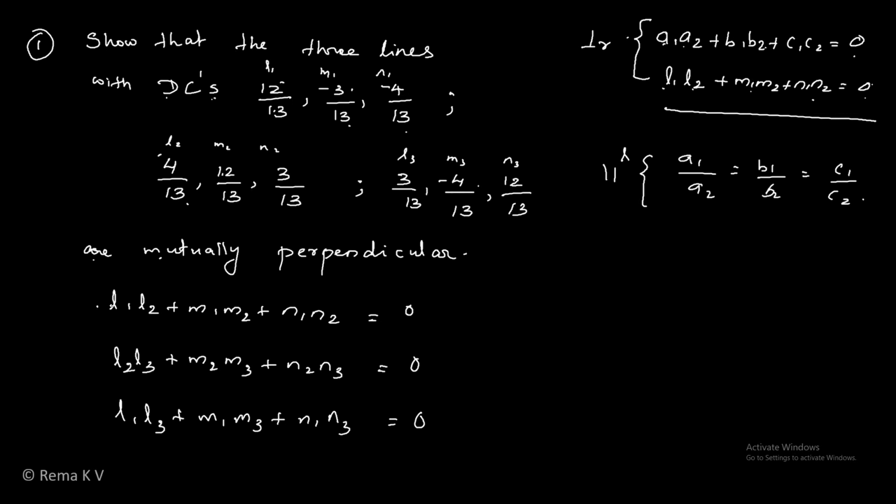That is, L1 L2 plus M1 M2 plus N1 N2 equal to 0 gives the first two lines are perpendicular. Then L2 L3 plus M2 M3 plus N2 N3 equal to 0 gives the second and third lines are perpendicular to each other. Now the third one, that is L1 L3 plus M1 M3 plus N1 N3 equal to 0, gives the first and third lines are perpendicular to each other, which implies these three results imply the three lines are mutually perpendicular.